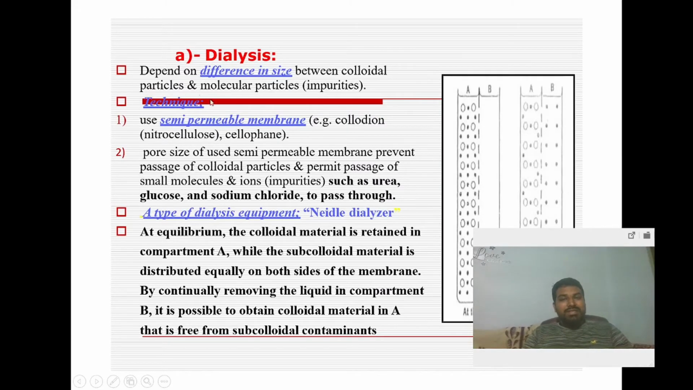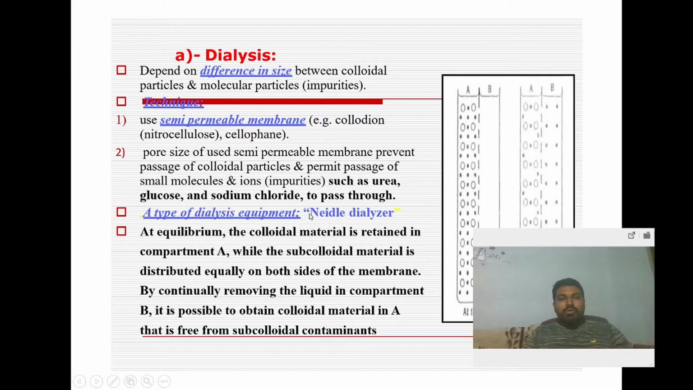Now, what is dialysis? It depends on the difference in size between colloidal particles and molecular impurities. The technique uses a semi-permeable membrane, for example collodion, nitrocellulose or cellophane. The pore size of the membrane prevents the passage of colloidal particles and permits the passage of small molecules and ionic impurities such as urea, glucose and sodium chloride.